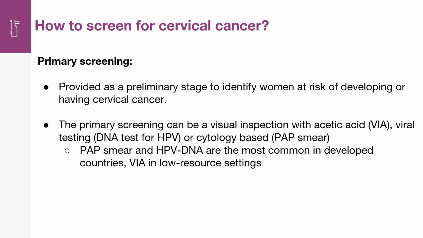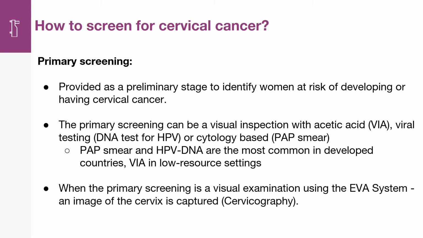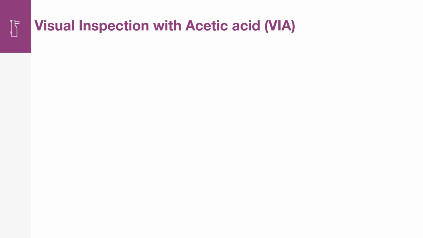In general, the visual inspection is performed where there aren't enough resources for the pap smear, the lab exams, the DNA testing, etc. If a visual examination is performed, then an image of the cervix can be captured using the EVA system. Since we are focused today on the visual examination and the images captured during such an examination, let's understand how the visual examination is done.